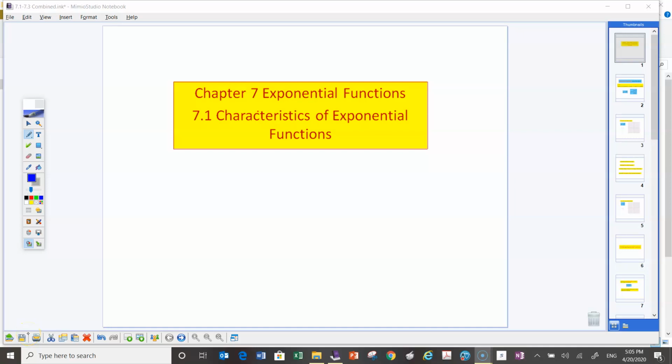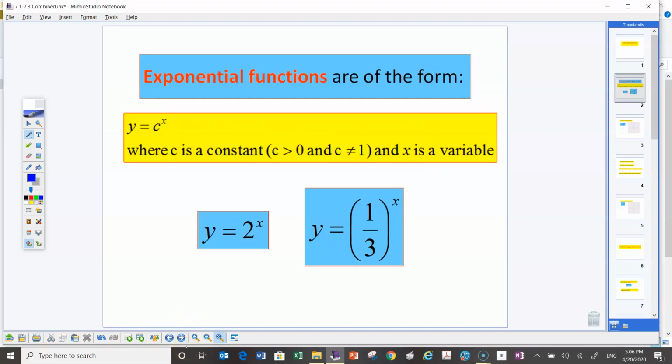Today we're going to cover a few important concepts in Chapter 7 which will be used in our study of logarithms in Chapter 8. So to begin with, let's talk about what is an exponential function. An exponential function is one where we have a base raised to a variable. And for the definition of an exponential function, our base has to be positive and it cannot equal 1.